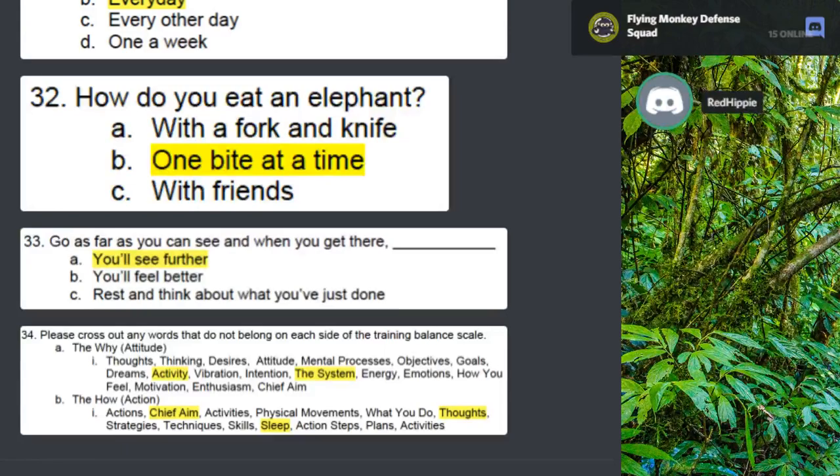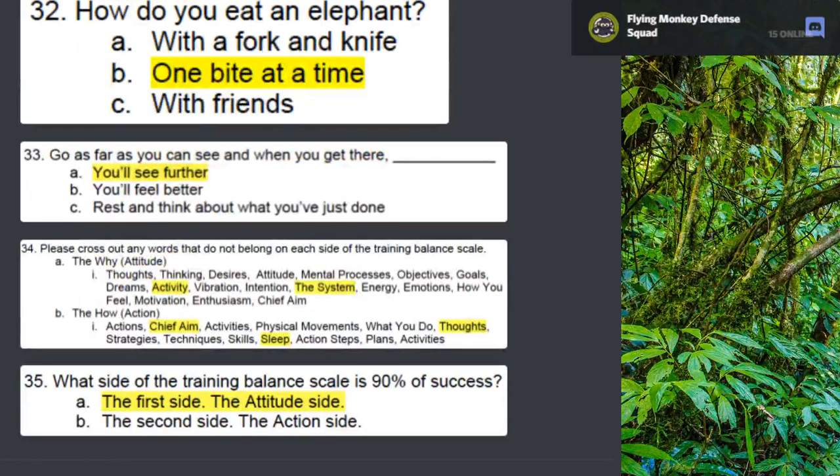Okay, so number 35, what side of the training balance scale is 90% of success? The why, attitude. Exactly. Yes, the attitude side, the first side. Thinking about the blank can almost guarantee failure. How? Yes. Wow, you're doing great today.